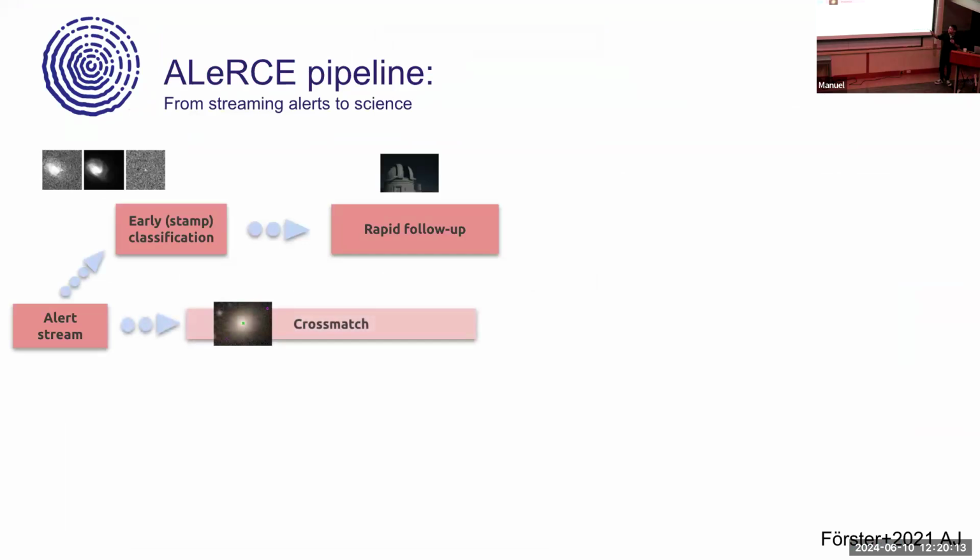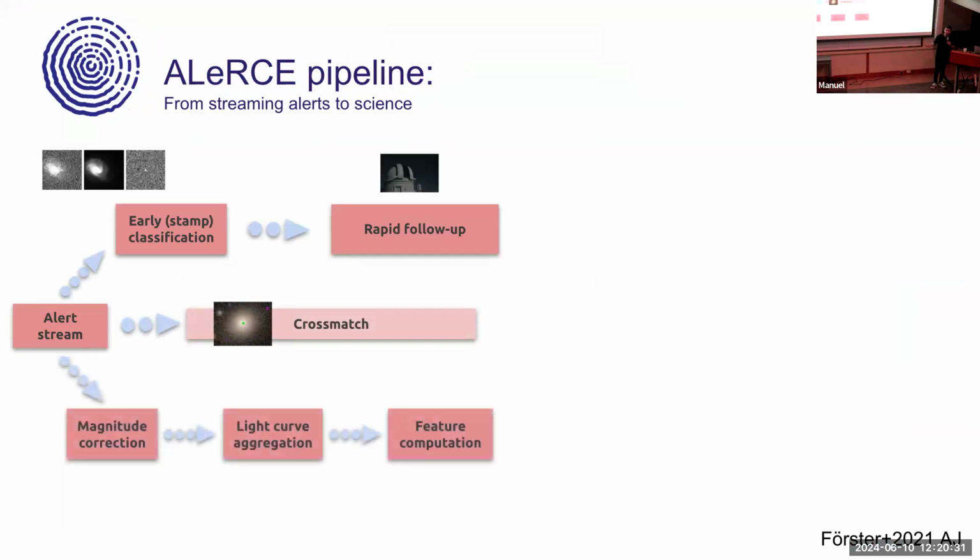Okay, when the first alert is triggered, and then more alerts come into the pipeline, a cross-match is performed in order to match the object with other public catalogs. Then magnitude and atmospheric corrections are made for some light curves, and feature computation is made in order to compute some characteristics of the light curves. Some of the features are, for example, statistical aggregation features and some astrophysical features that are made by fitting some astrophysical parameters to the data.